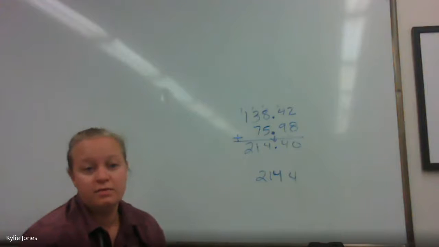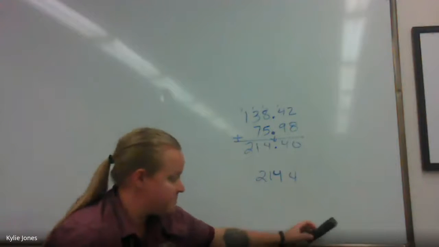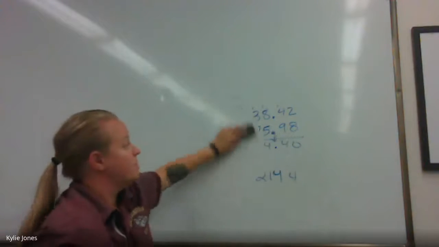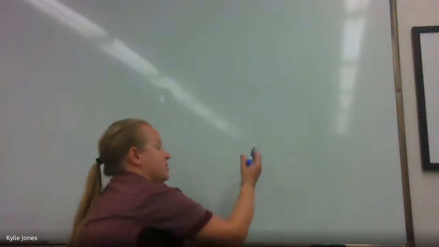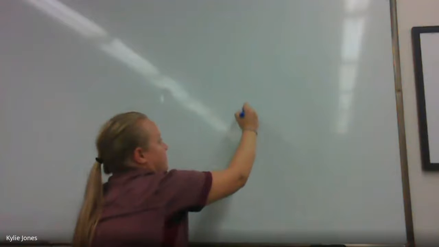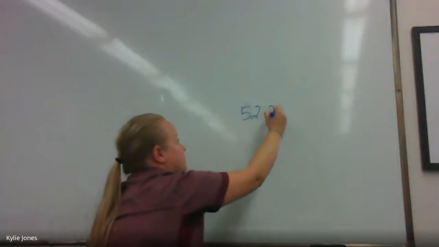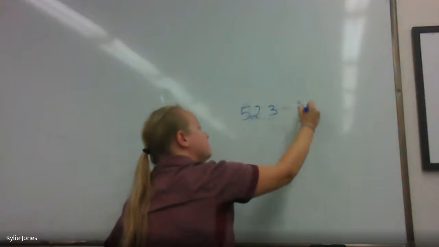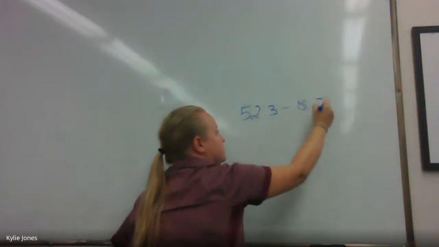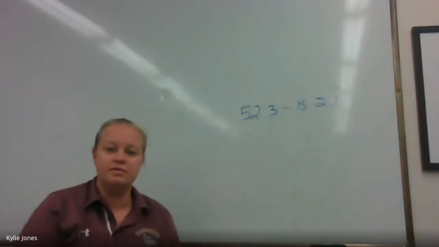Want to do two subtractions real quick? I don't know if I like this color either. Let's try 52.3. I'm gonna write it over here. Minus 8.2. Okay, try that one.